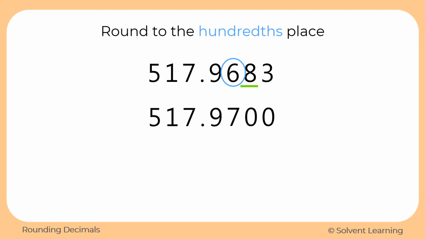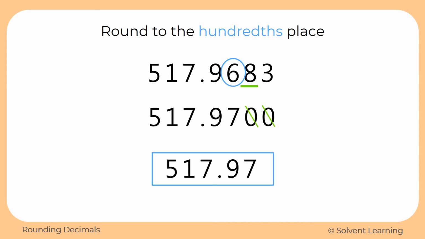Just like we mentioned before, though, we don't really need to leave all those zeros at the end, so we can knock those off. Now we have 517 and 97 hundredths. As long as the last digit in our final answer is in the place value that we're rounding to, in this case the hundredths, then we're good to go.